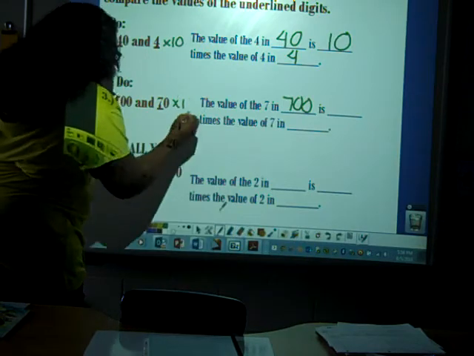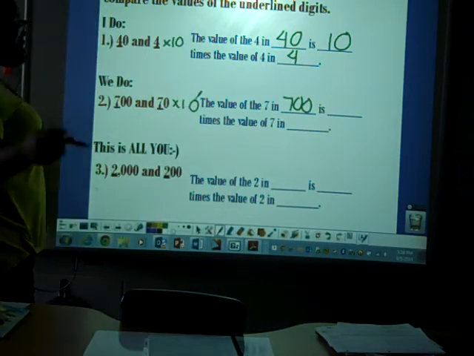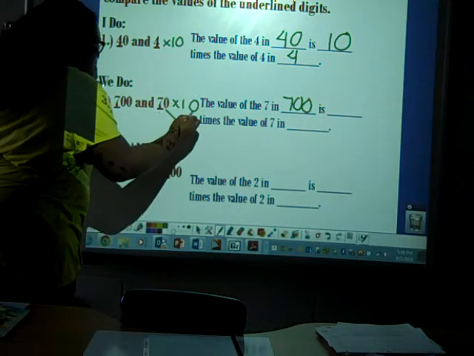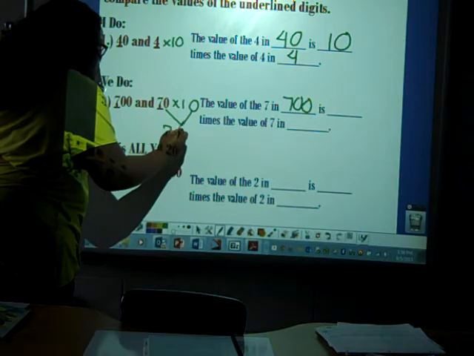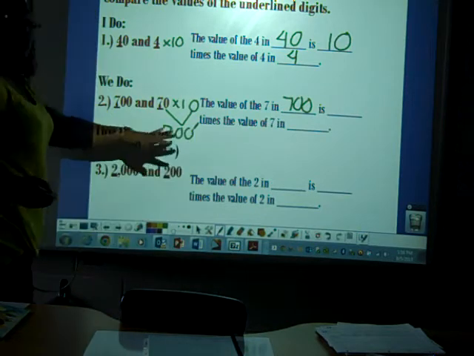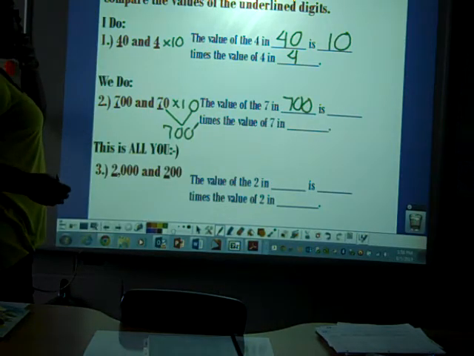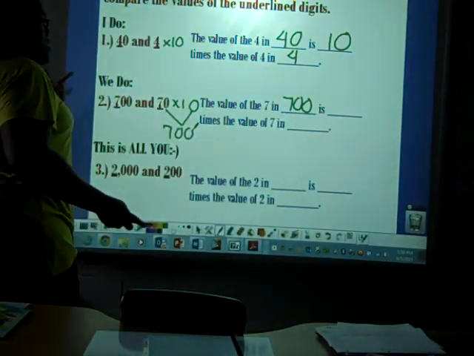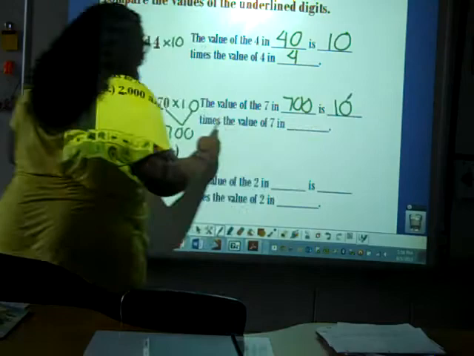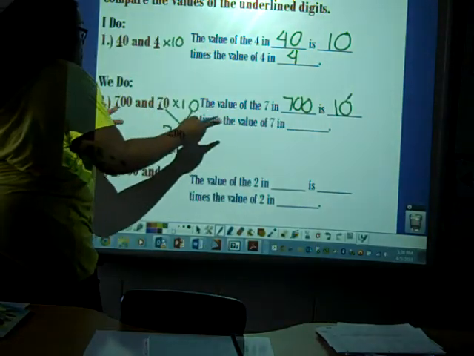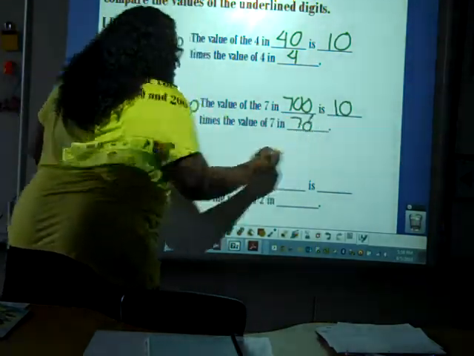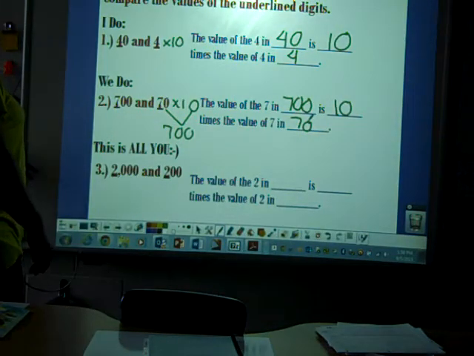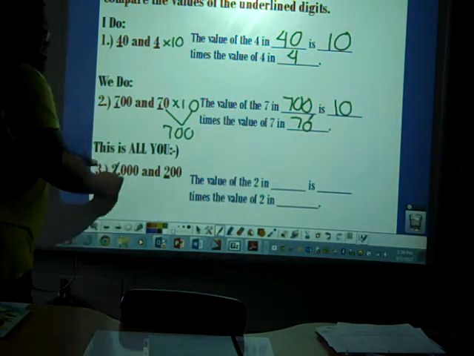But mistakes are okay because we learn from our mistakes. So 70 times 10, that will give us 700. Look at that. So the value of the 7 in 700 is 10 times the value of 7 in 70. Look at that. So now, this is all you.